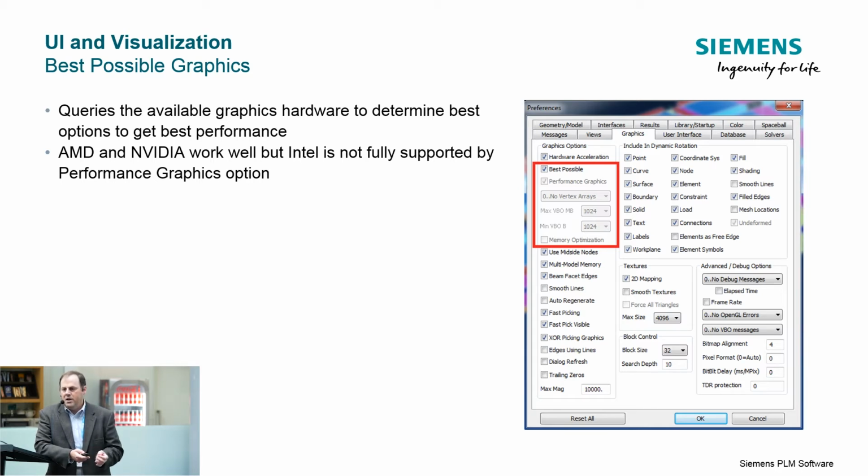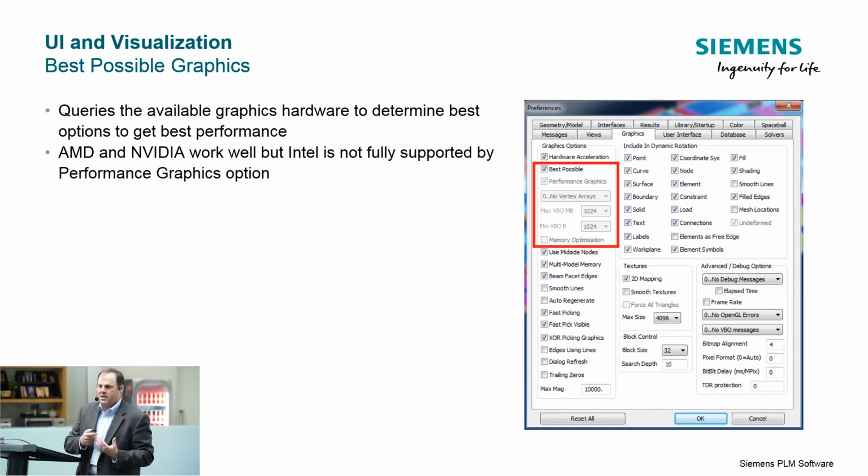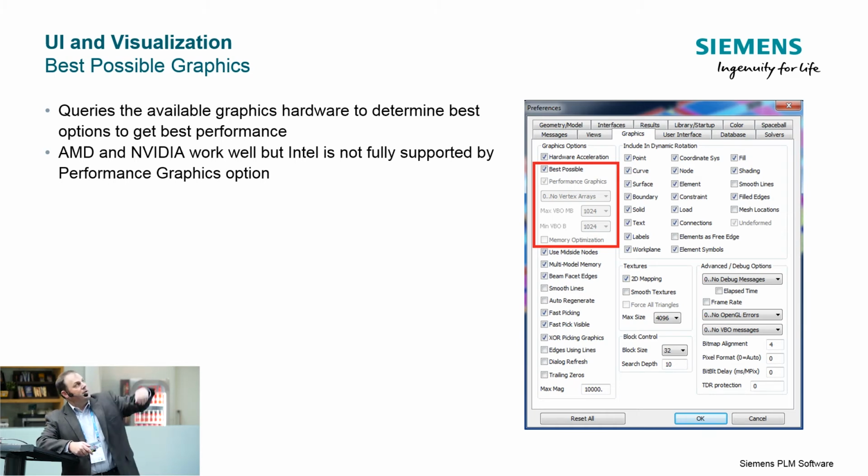In previous versions, you had to specifically turn on performance graphics. Instead of doing that, we've added what we call the best possible option, which will essentially ask the machine what the settings should be if it can support performance graphics and set all of those other options that are grayed out when this is turned on.